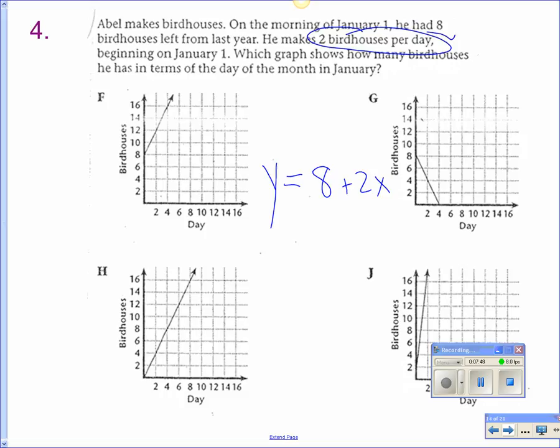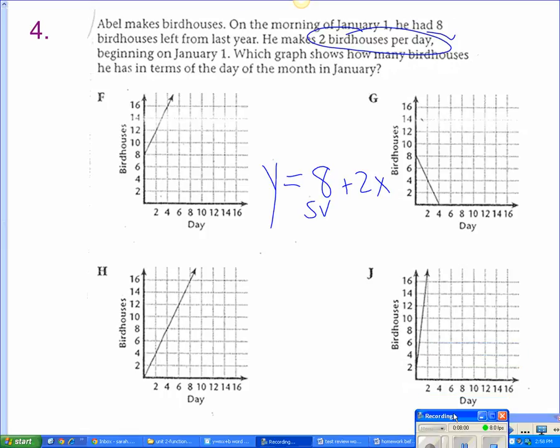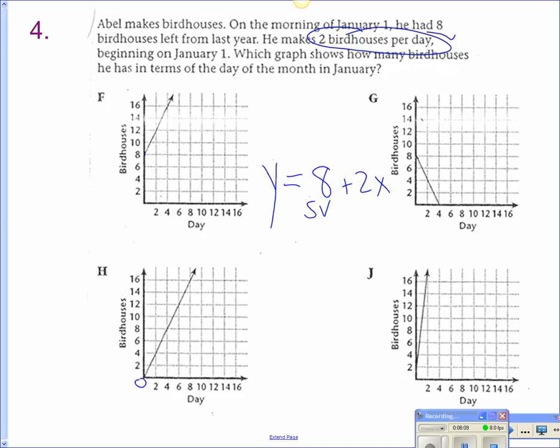Okay? Good. Blake, which one of those is my starting value? The 8 or the 2? So that is my starting value. So if I look at F, that starts at 8. If I jump over here, that one starts at 8. This one starts at 0, so I can mark that one out. And J also starts at 0, so I can mark that one out. Both of these start at 8.